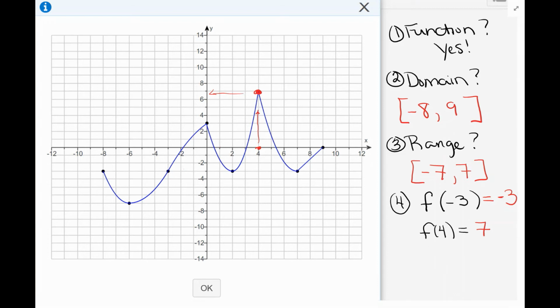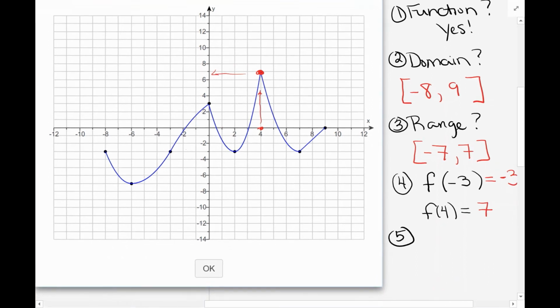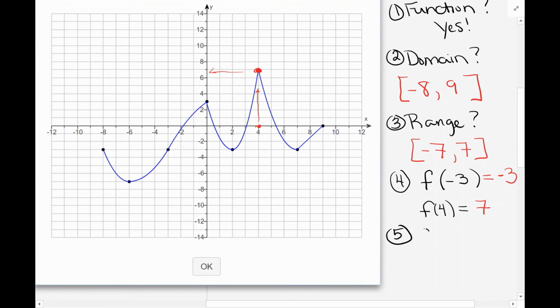Now let's see what else they can ask you. I can keep asking you questions about this. So they could ask you to find this right here. Oh, this is a good one. So it says f of x is equal to -3. So are they giving you an x value or are they giving you a y value? That -3 is a y value.